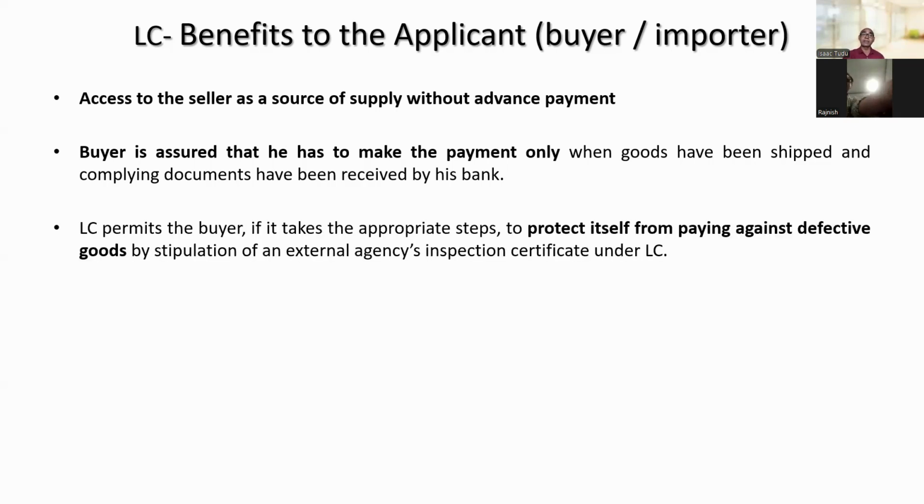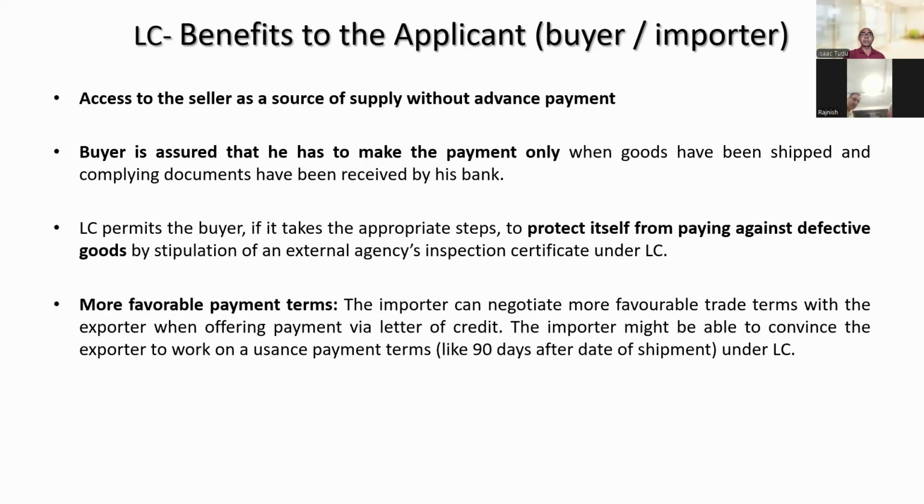LC permits the buyer to take appropriate steps to protect itself from paying against defective goods. How? By stipulation of an external agency inspection certificate under LC. If the buyer thinks, boss, I need to ensure that the goods quality remains the same, the buyer can stipulate in the LC an inspection certificate from a third party, a good reputed one. Then the seller, the exporter, will not have any choice but to have the inspection done by that particular agency and submit the report under LC. That way, the buyer can mitigate this risk also.